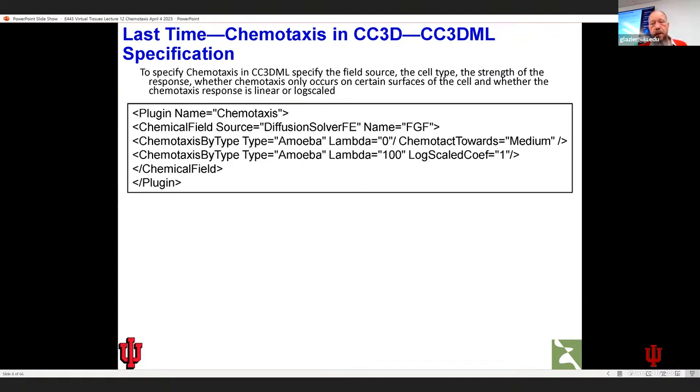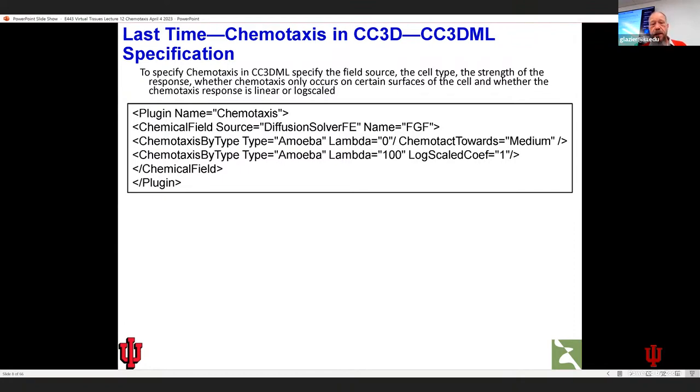Last time we focused on using the CC3DML specification for chemotaxis. There's a plugin called Chemotaxis. We need to specify the diffusion solver we use. Typically, we use diffusion solver FE, but you might be using something like the reaction diffusion solver or something else. You need the name of the chemical or the field in general that you're using. And then you need to say, as always in the XML, it's typically by type. For a cell of type such and such, what is the strength of the chemical response?